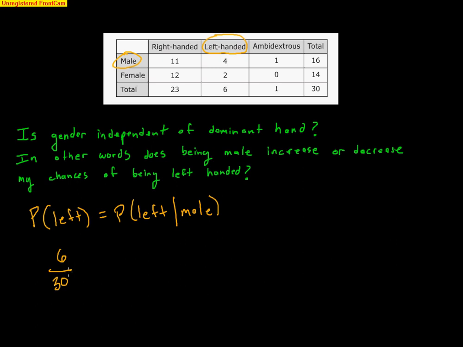6 out of 30 is 0.2. So there's a 20% chance that a left-handed person is selected. All right, well, let's do this one.